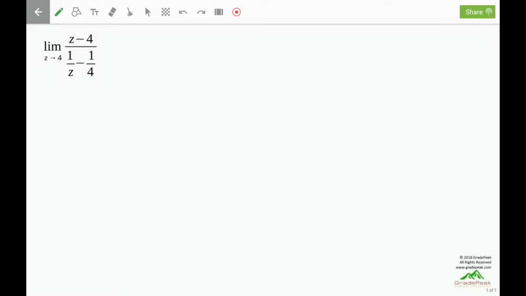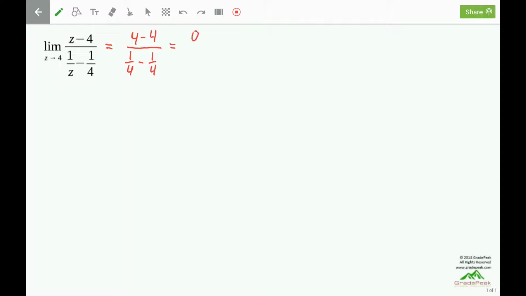Limit as z goes to 4 of z minus 4 over 1 over z minus 1 over 4. The first thing we're going to do is try plugging a 4 in for all of the z's. In the numerator we would have a 4 minus 4. In the denominator we would have a 1 over 4 minus a 1 over 4.